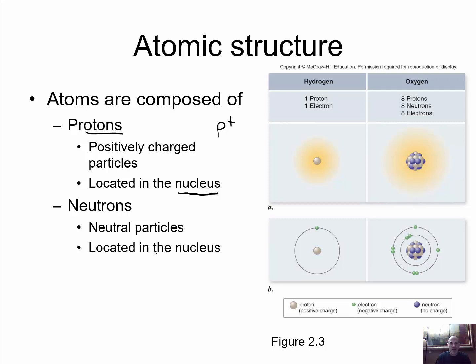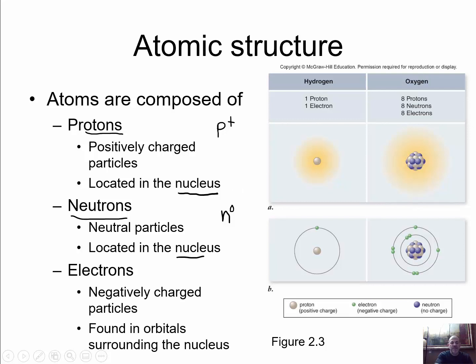Neutrons are also going to be found in the nucleus, but they are neutral particles. And we're going to symbolize neutrons with an N and a superscript with a 0 to indicate neutral and no charge. Now, outside of the nucleus, we're going to have electrons, and they're going to have a negative charge. And so we're going to symbolize those with an E with a superscript of a minus. And so these are going to be found in the space, which are going to be called orbitals, surrounding the nucleus.